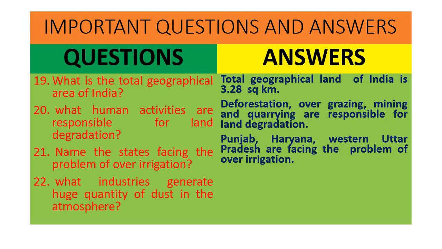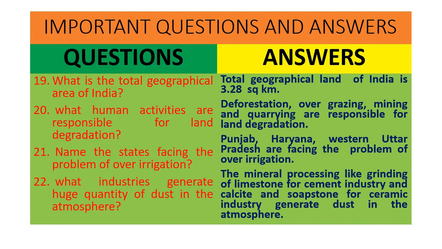Next is, what industries generate huge quantity of dust in the atmosphere? The answer is the mineral processing, like grinding of limestone for cement industry and calcite and soapstone for ceramic industry, generate dust in the atmosphere.